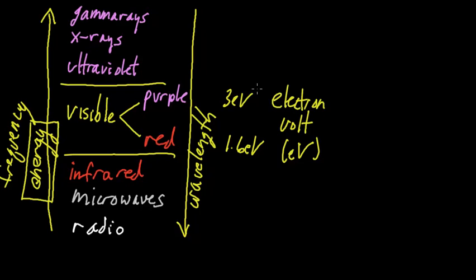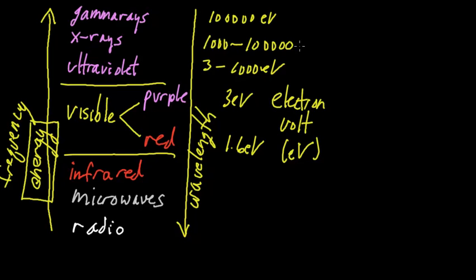As we go higher up, ultraviolet ranges from about 3 going up to about 1,000 eV. X-rays go from about 1,000 to, actually more like, 100,000. And gamma rays are pretty much anything over 100,000 eV.